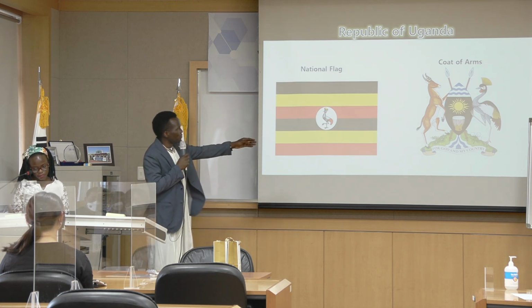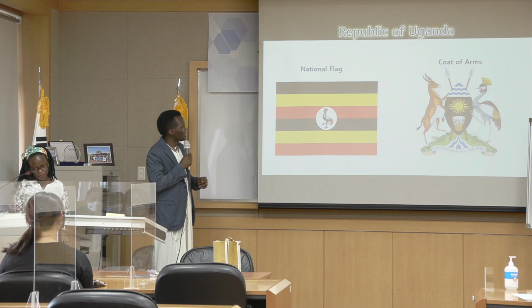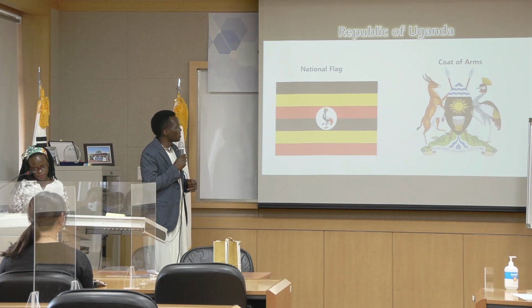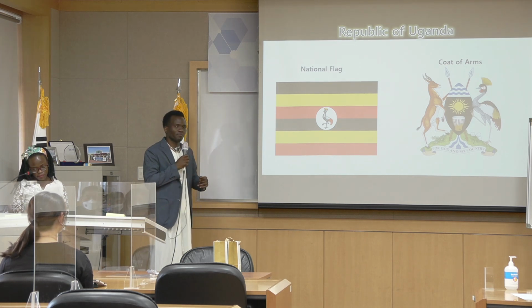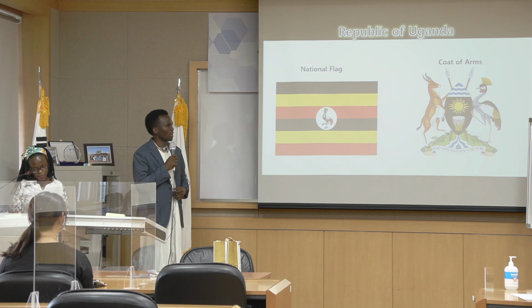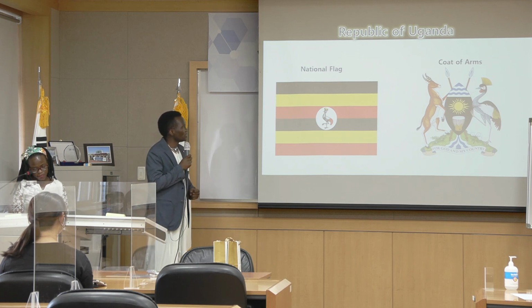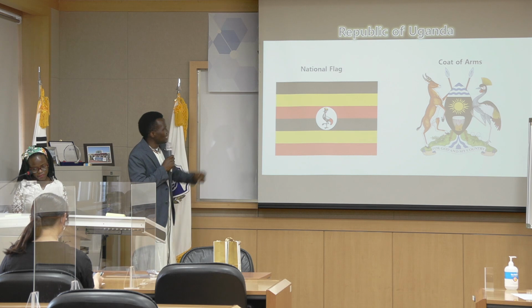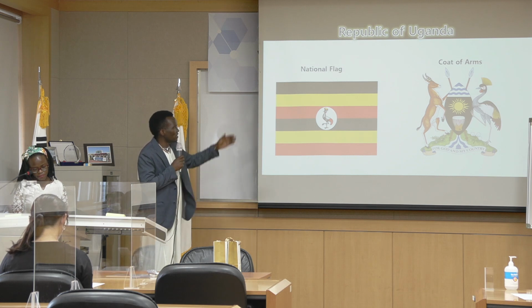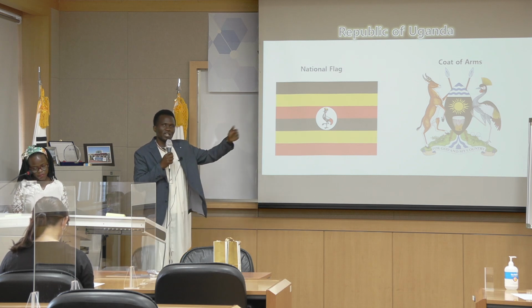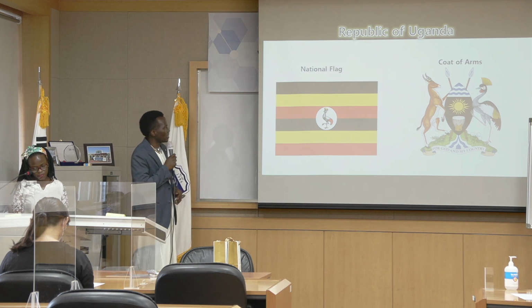Then the coat of arms, the shield and the spear represent the items used to defend Africa, to defend Uganda, to the last man. And then in the middle is the sun, which I've already explained, which we receive almost throughout the year.